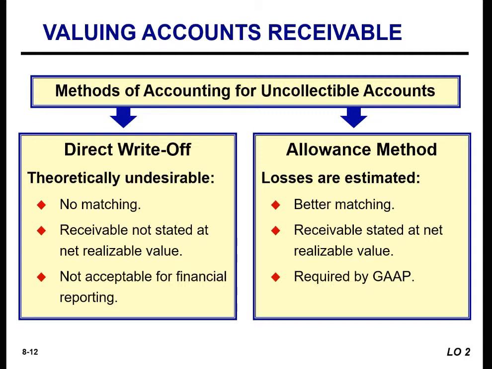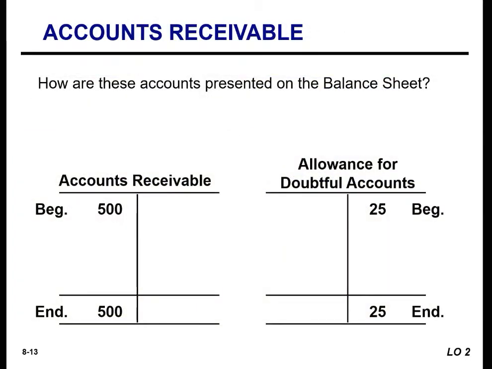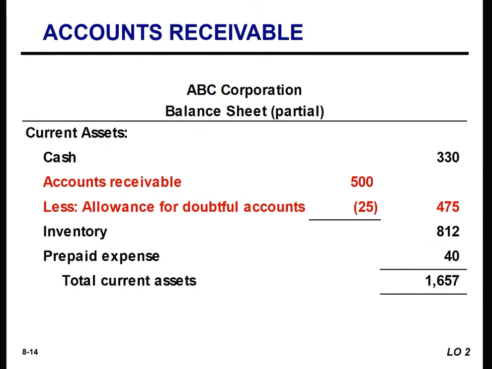So let's just take a look at how some of the accounts are presented on the balance sheet. The accounts that we use when we're dealing with an allowance method is accounts receivable and then a valuation account, which is a contra account, called the allowance for doubtful accounts. It reduces the accounts receivable account without actually having an impact on the individual accounts receivables at the point of estimation. It will have a normal credit balance, and it is presented in this manner.